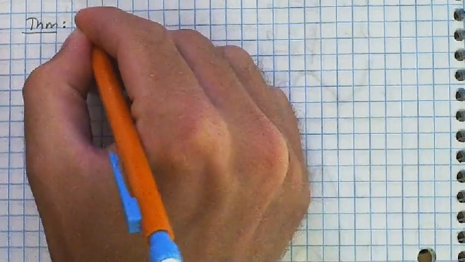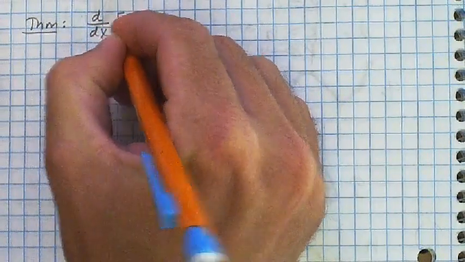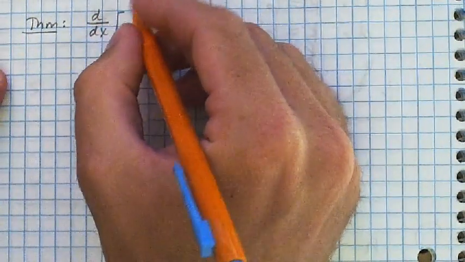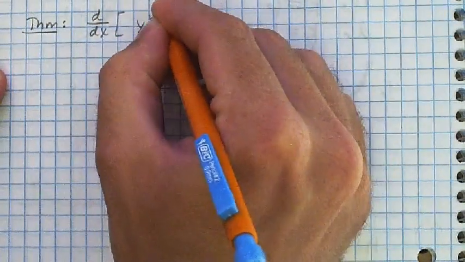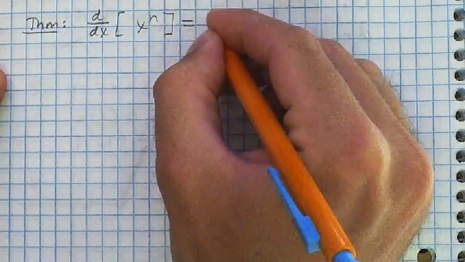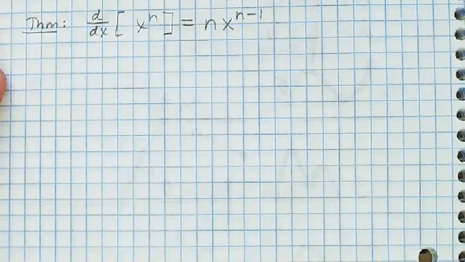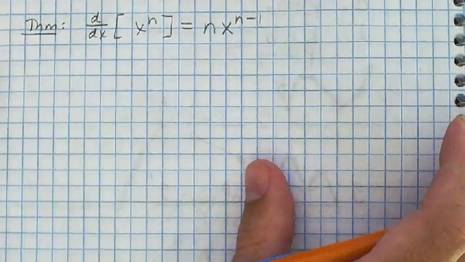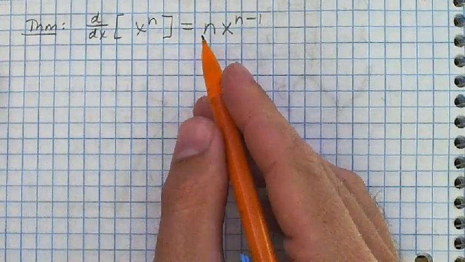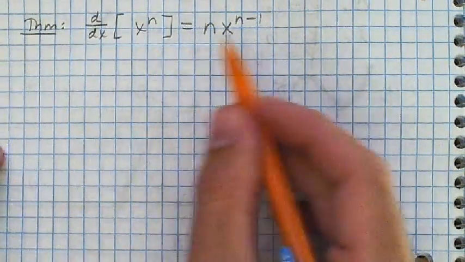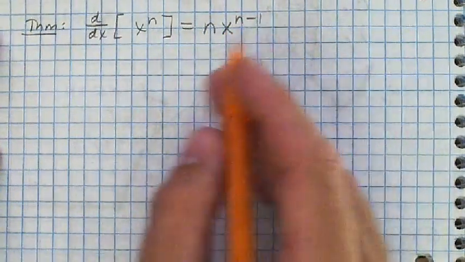The derivative, which we're going to denote with the derivative with respect to x operator, of the nth power of x is equal to n times x to the n minus 1. Now, I'm going to demonstrate how you would come to this naturally for, say, a function like x squared. But this is the rule: the derivative of x to the n is n x to the n minus 1.